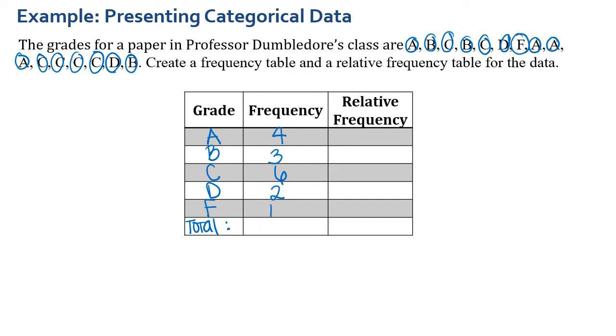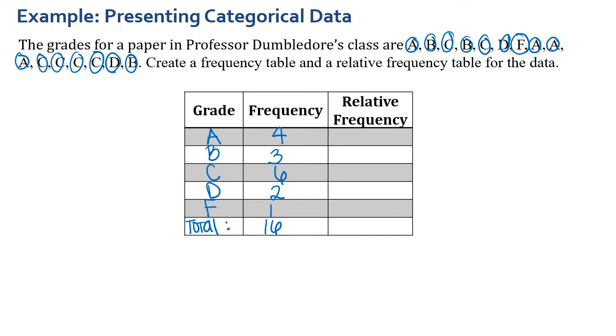Now notice as I went through and organized this data into a frequency table, I circled which ones I counted. And that's because it's really easy to miss one. So I always recommend as you're adding in and counting that data set to either cross it out or circle it or do some type of mark to show you've already counted it. So in total, there were 4 plus 3, which is 7, plus 6, plus 2, plus 1. So there was a total of 16 students that had graded papers.